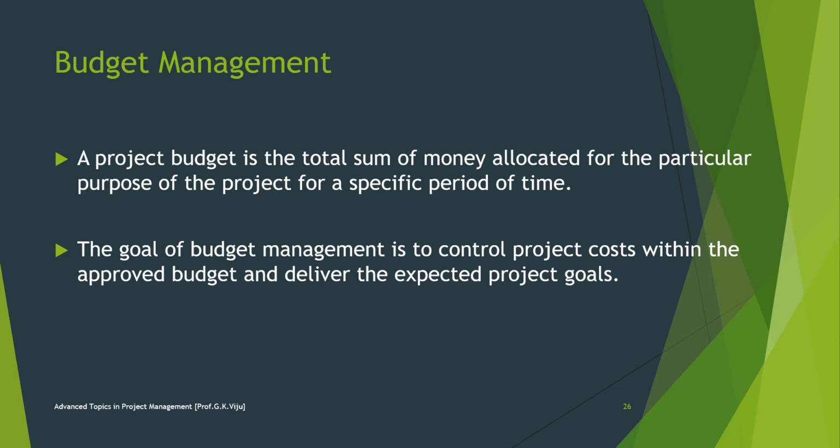Then comes budget management. So what is a project budget? The total sum assigned or allocated for the particular purpose of the project for a specific period of time. The goal of budget management is to control the project cost within the approved budget and deliver the expected project goals.